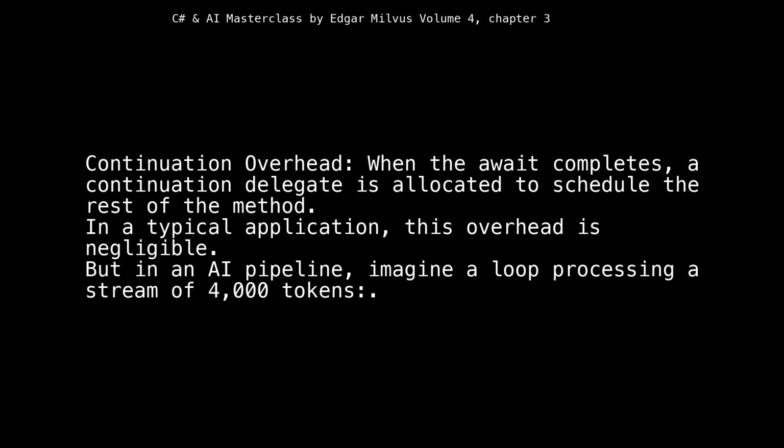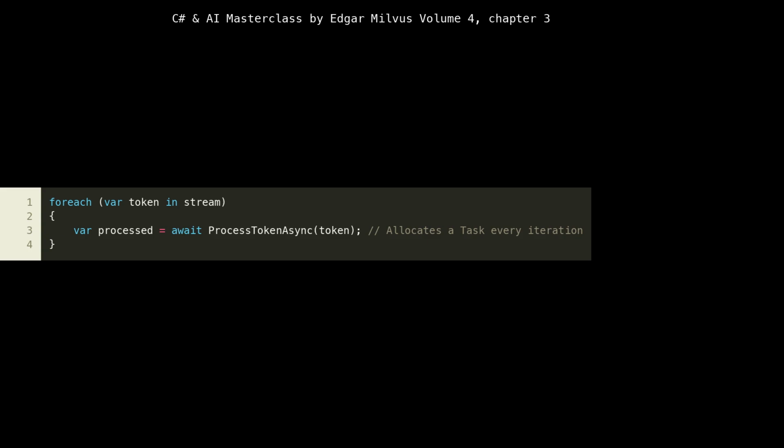But in an AI pipeline, imagine a loop processing a stream of 4,000 tokens. Here, we're iterating through a stream of tokens, and for each token, we're asynchronously processing it using ProcessTokenAsync. Notice the await keyword within the loop. This means that each iteration of the loop will pause until ProcessTokenAsync completes for the current token before moving to the next. This approach guarantees sequential processing, which is crucial when the order of operations matters, for example, if ProcessTokenAsync modifies a shared state or if the output of one token's processing is an input for the next.